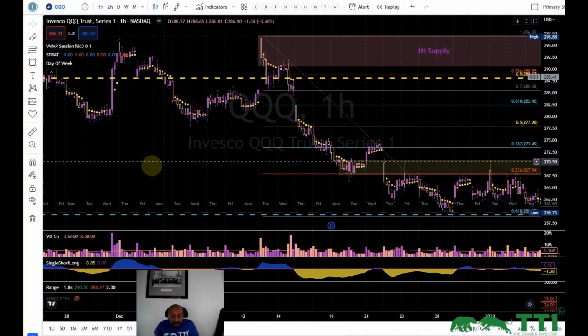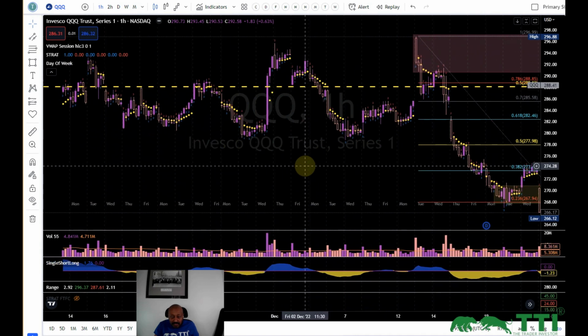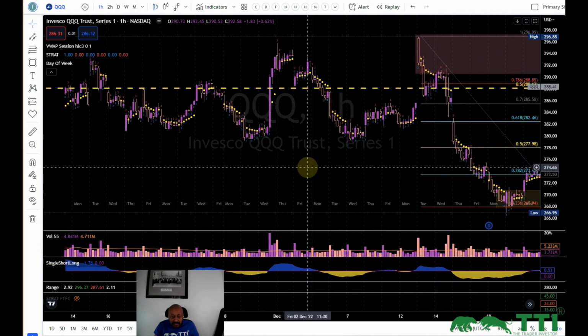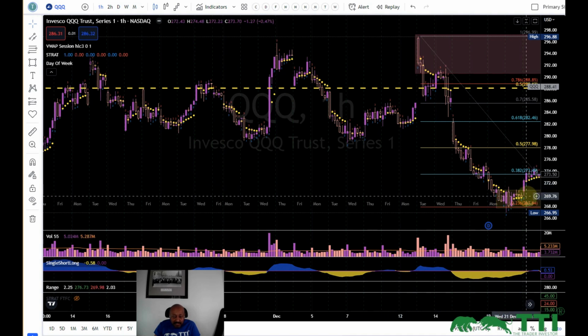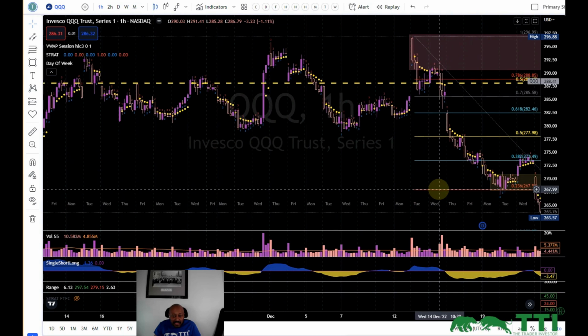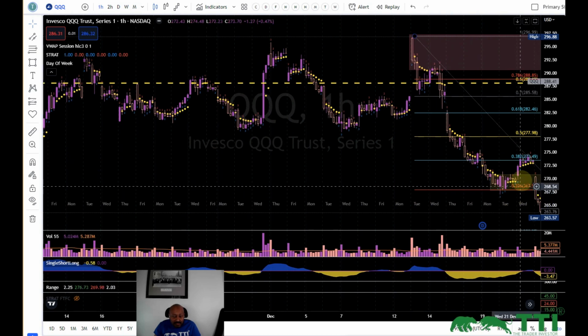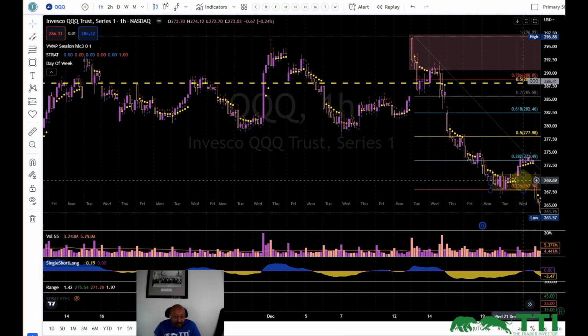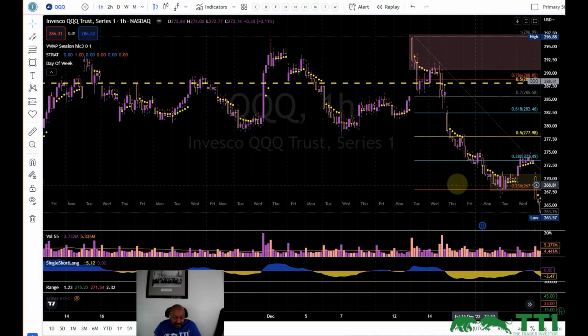This was a valid demand zone right here. If you drew it here and say, here's a demand zone, fantastic, I love it. The next day, you blow through it. What is that demand zone doing then? It's no longer a demand zone. Make sense?